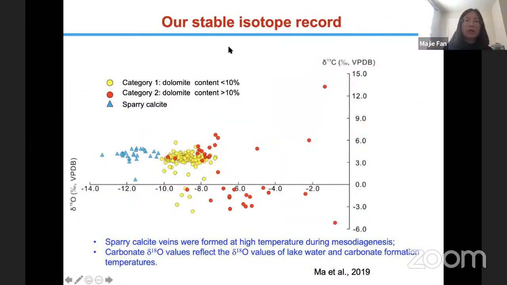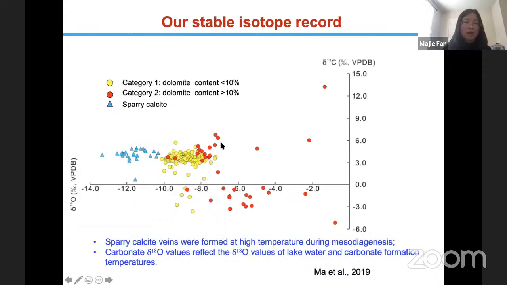Okay, so let's look into our stable isotope record. We divided the samples into 3 groups. The blue here is the sparry calcite, on this delta O18 and delta C13 cross plot. This group of data, the sparry calcite, clearly stands out, and its values are lower compared to the other sets of data. The sparry calcite is a result of diagenesis, so it shows distinctive isotope values from the originally precipitated carbonate.